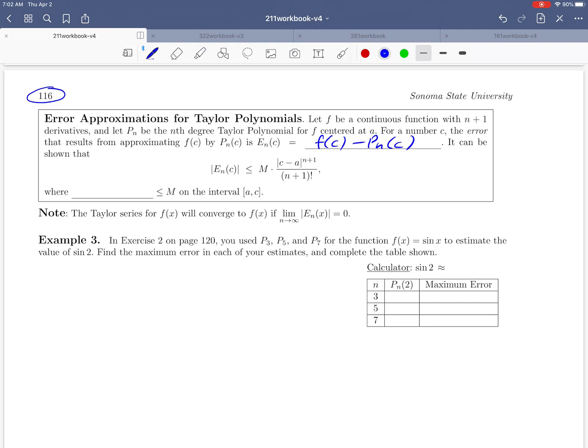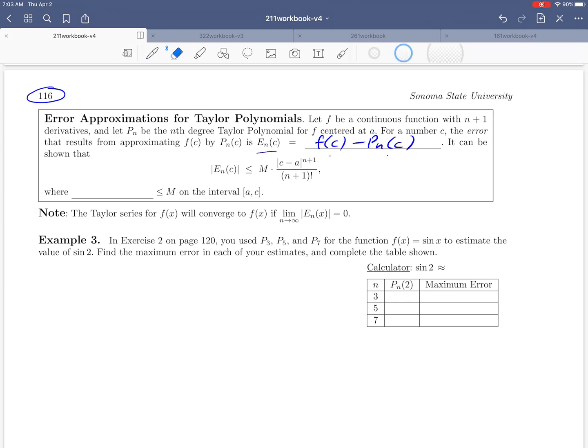Okay, what are we really saying when we write that? Well, the f of c that you see here, that's just the exact value of our function at some number c. And Pn of c, that's our approximation of f of c that we get by substituting c into the nth Taylor polynomial. So the error, En of c, is just the difference. It's a measurement of how far apart the exact value is from our approximation. We'd like to come up with a way of estimating how big that error might be.